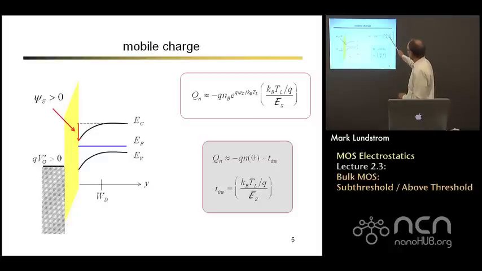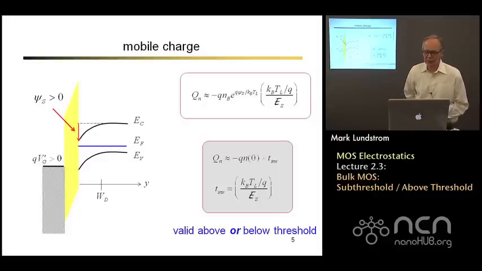kT over Q is volts, electric field is volts per centimeter. I can interpret this as the thickness of the inversion layer. It's just kT over Q divided by the electric field at the surface. Really, it's the distance over which the potential drops by about kT over Q, and the electron density drops to 1 over e of its value. So the total inversion charge per square centimeter is just the charge at the surface times the thickness of the inversion layer. That's what that integral has told us.